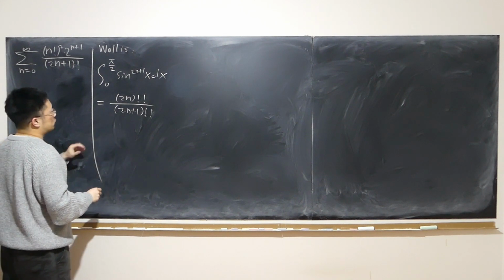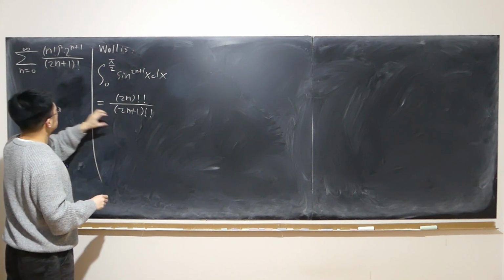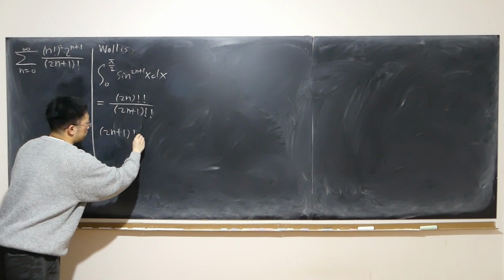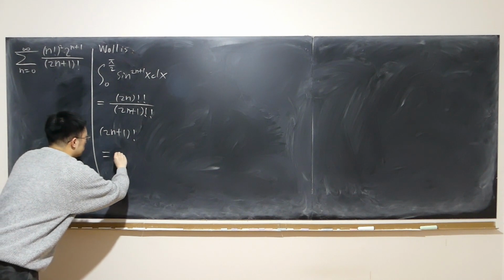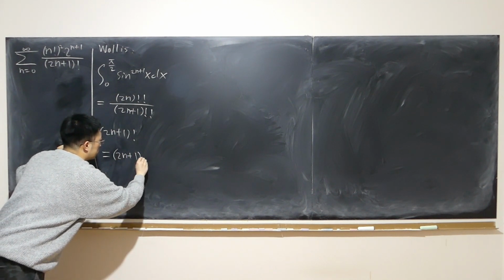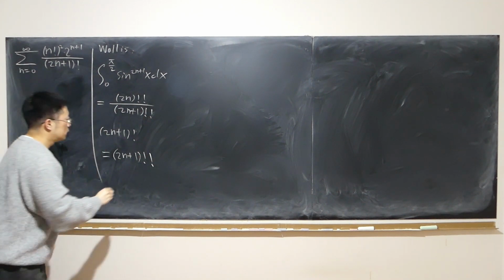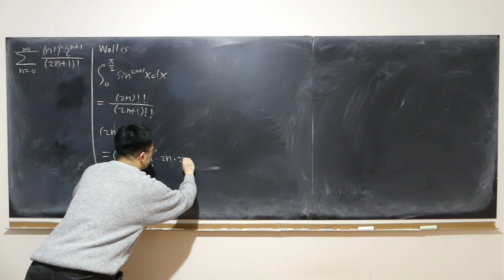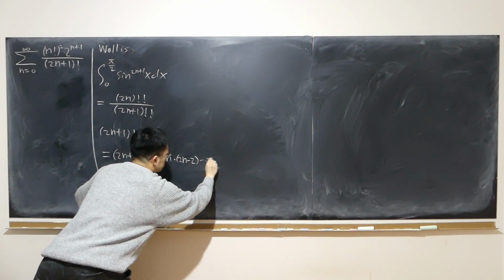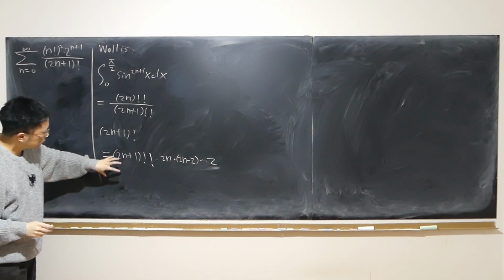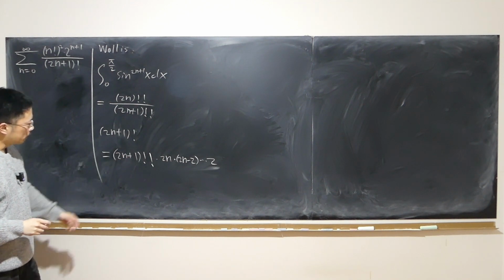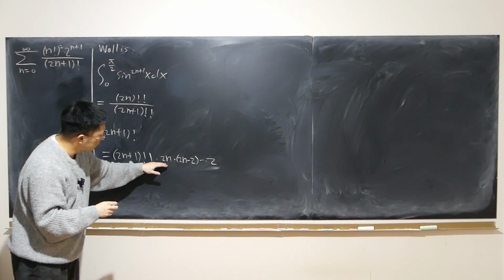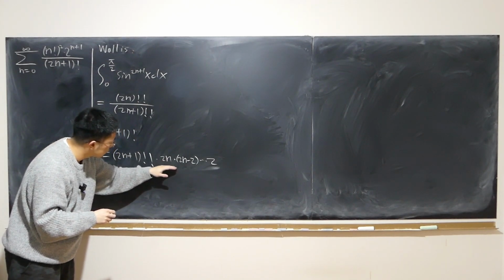To relate this to that, I can perhaps take 2n plus 1 single factorial. That must be, first of all, 2n plus 1 double factorial, then I can write down times 2n, then times 2n minus 2, all the way down to just 2. So this is the product of all the odd numbers from 1 up to this number, and this is taking out all the even numbers, starting from 2, 4, 6, all the way up to 2n minus 2, 2n.